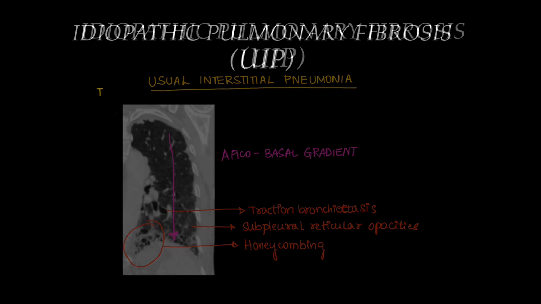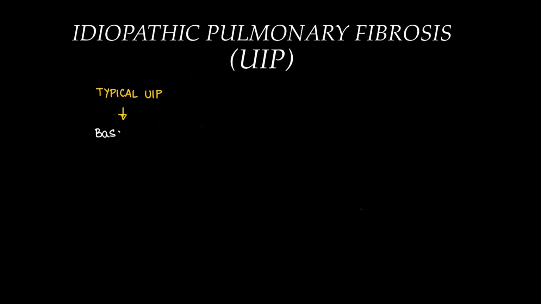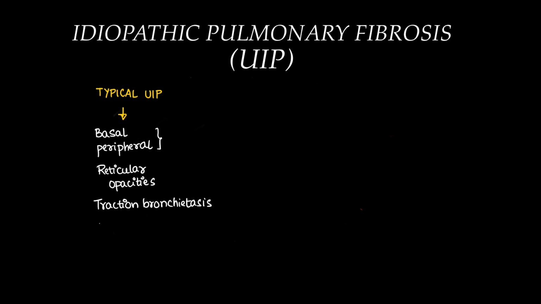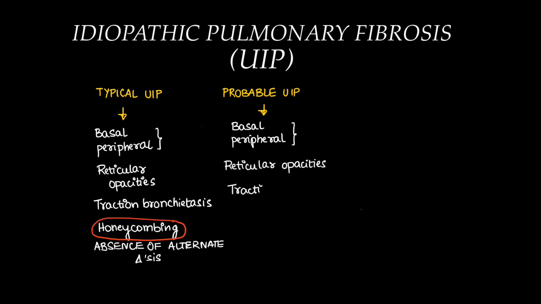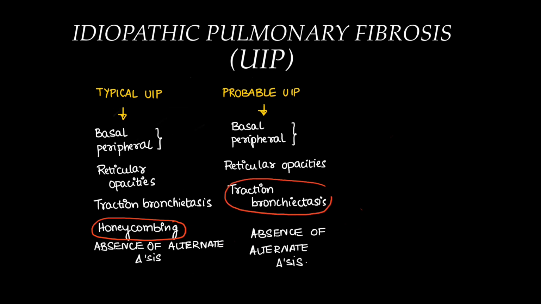Usual interstitial pneumonia is classified into subtypes. There is typical UIP in which the basal peripheral gradient is present. This has reticular opacities and traction bronchiectasis, and more importantly honeycombing. If honeycombing is present, it is typical UIP for sure. There will be absence of other diagnosis also. In probable UIP, there will be basal and peripheral gradient obviously present, reticular opacity is present, and traction bronchiectasis present, and there is no honeycombing in this, and there is absence of alternate diagnosis. So traction bronchiectasis alone is probable UIP.